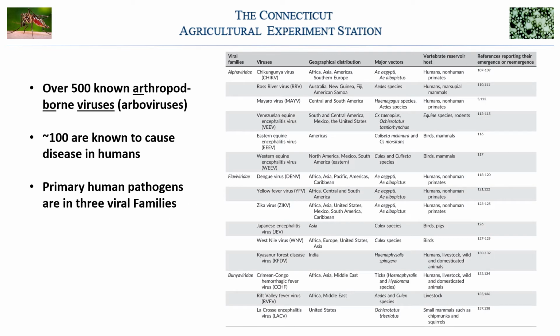So there are over 500 known arthropod-borne viruses or arboviruses, of which approximately 100 of them cause disease in humans. And the ones that cause disease in humans are primarily from three families: the alphaviridae, the flaviviridae, and the bunyaviridae. We'll be talking today mostly about flaviviridae, and these include viruses such as dengue virus, yellow fever virus, Zika virus, and West Nile virus.